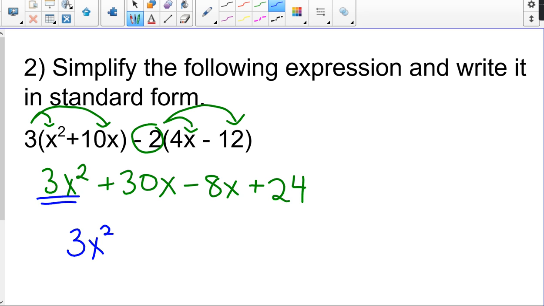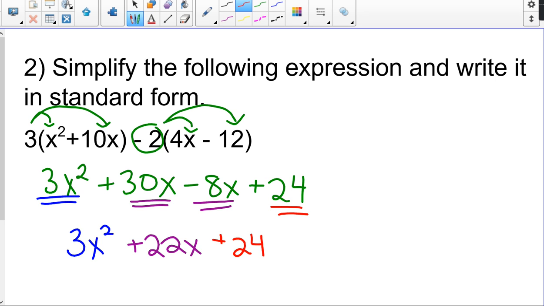Next, I'll go to my x term. My x terms, I have two of them, 30x and negative 8x. So I need to combine 30 minus 8, and I will get 22. So that's plus 22x. Okay, and lastly, I have my number term, which also I have nothing to combine it with. I just have 24. I don't have any other whole numbers with no x's, so I'm just going to rewrite that plus 24.